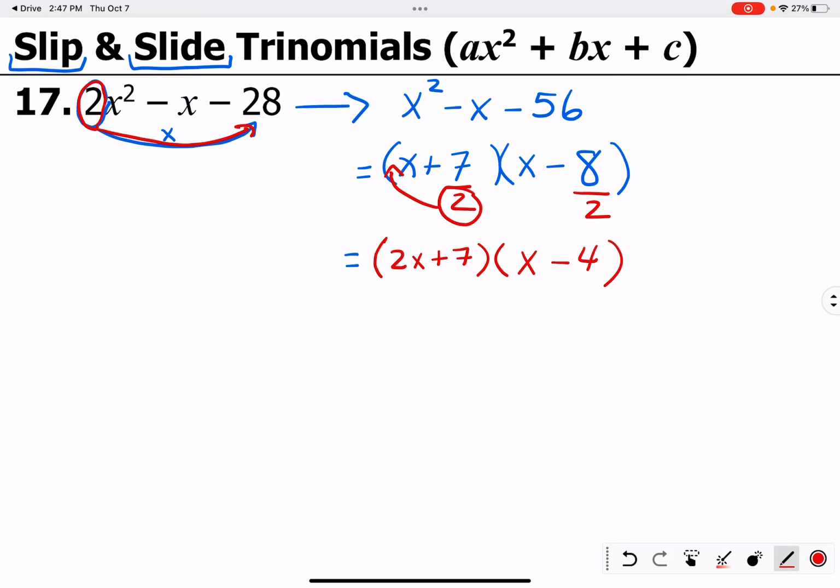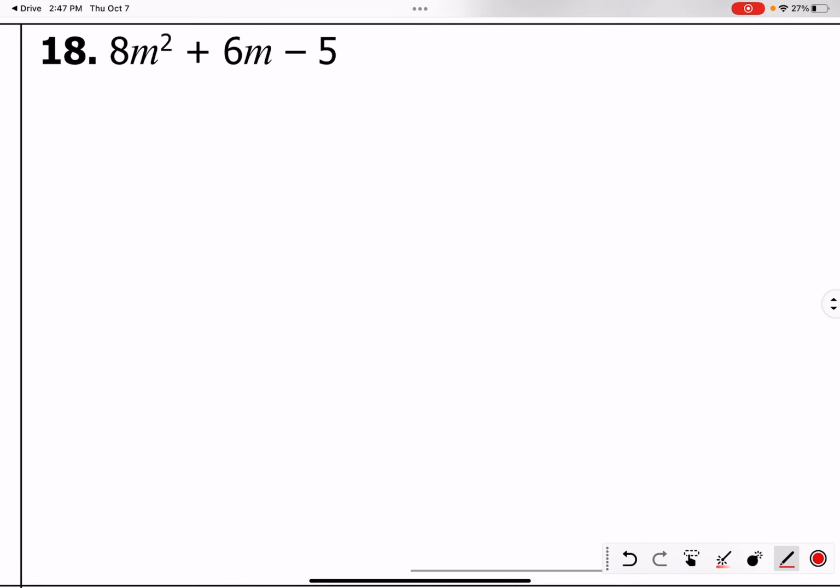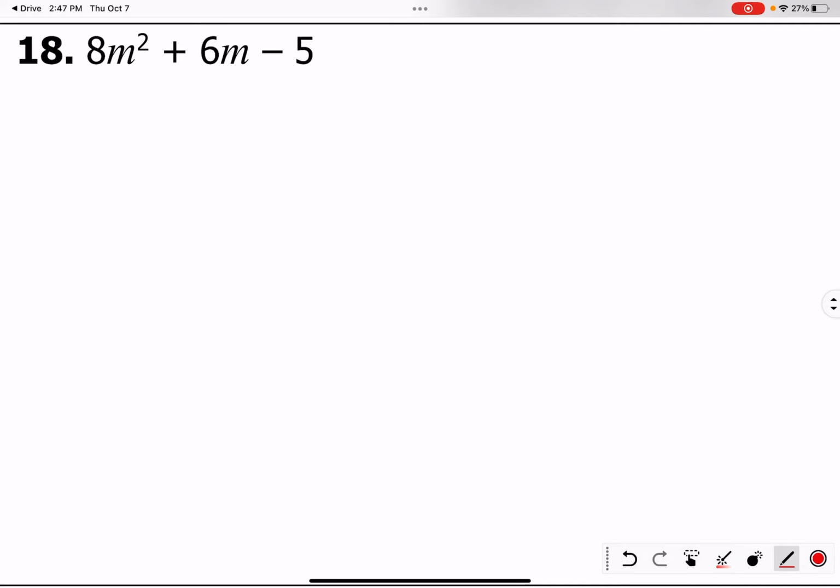All right, let's take a look at another one. Here there's no GCF. We have a quadratic trinomial with a leading coefficient of 8. That's how we know it's slip and slide. Let's slip this guy over to the back. We're going to rewrite a new trinomial without the leading coefficient because we're bringing it to the end. So we have m squared plus 6m. The middle term will never change. And then 8 times negative 5 would give us negative 40.